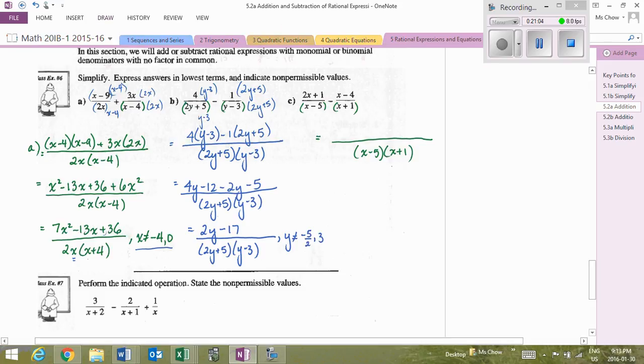Let's look at this last one. And so common denominator is x minus 5, x plus 1. So here we're multiplying by x plus 1 over x plus 1. And on the second one, we're multiplying by x minus 5 over x minus 5. So that means that my numerator will be big. It's 2x plus 1 times x plus 1 minus x minus 4 times x minus 5.